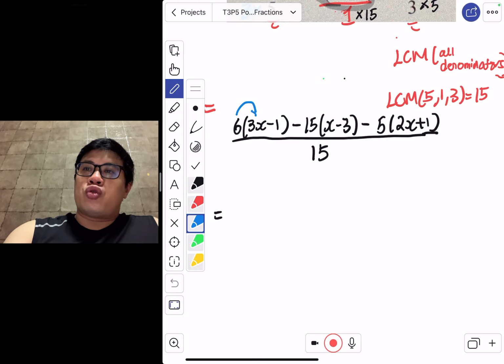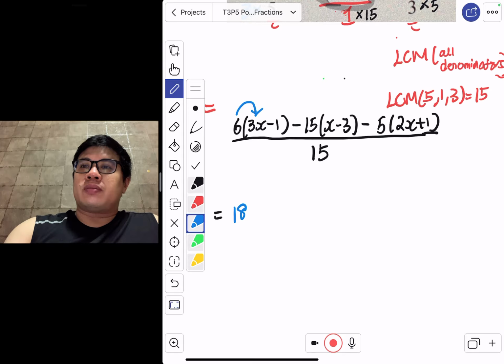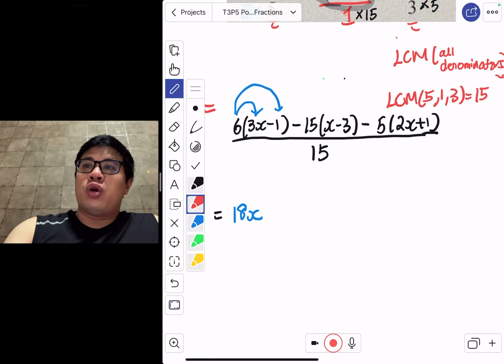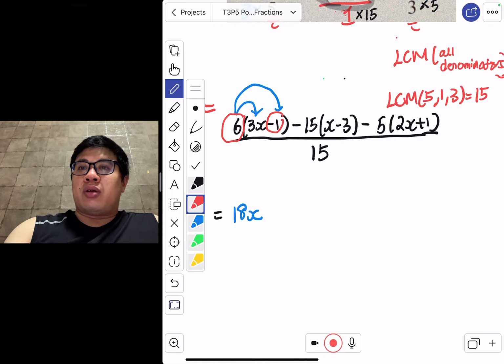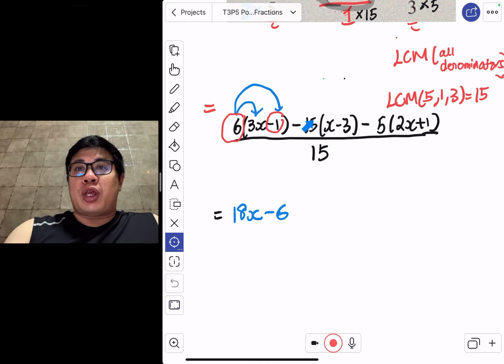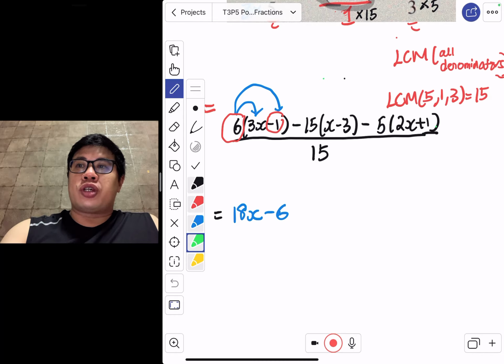6 times 3x gives us 18x. Positive 6 times negative 1. Remember I told you, we look at it like blocks. 6 times negative 1 will give you a minus 6. So doing this portion of the numerator is just like what you did in topic 3, part 3, that is expansion of algebraic expression. Now for this portion, minus 15 times positive x gives us minus 15x.